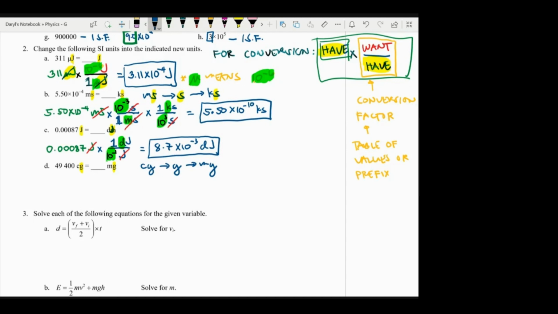So I'm going to start with what I have. Again, what I have is 49,400 centigram. Again, I'm going to multiply that one with my conversion factor. But in my conversion factor, I'm going to place centigram at the bottom. Okay. And the value that I'm going to place there is always 1. And then on the top would be 2 gram. So that's what I'm going to do. Again, I don't have direct conversion from centigram to milligram. So I don't have that one. So that's why I need to go first to gram.